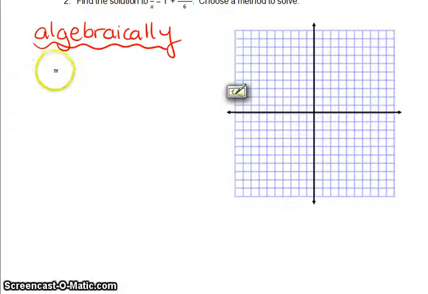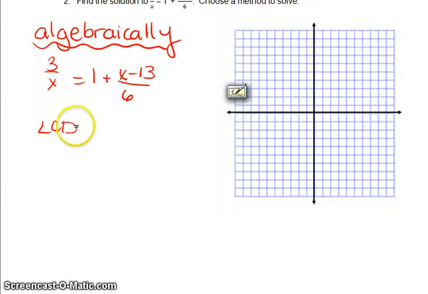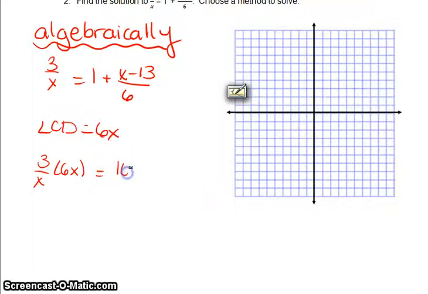Alright, so for this function here we have 3 over x is equal to 1 plus x minus 13 over 6. So what we need to do is find that LCD, and in this case the LCD is 6x, so you multiply those denominators together. So now we're going to multiply each term by 6x. So we'd have 3 over x times 6x, that is equal to 1 times 6x plus x minus 13 times 6x over 6.